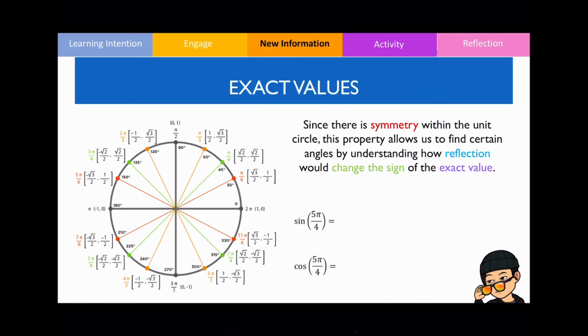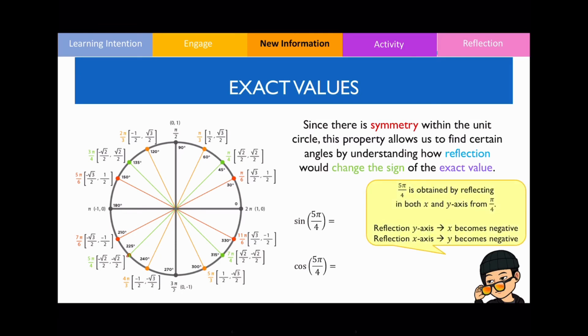Let's go through another example. So I've got 5 pi on 4. So 5 pi on 4 is over here. It lies within the third quadrant. In order to get to that, you could start off from this angle over here, an angle that you're more familiar with in the first quadrant, and you could reflect it a number of times in order to get to this position. What you do is you reflect it over the y-axis to this side here, then you reflect it again over the x-axis to get this value over here, okay?